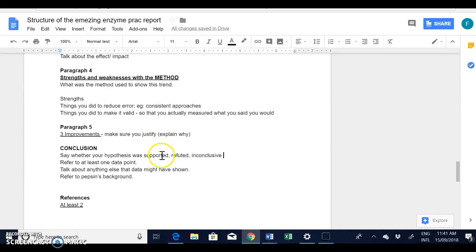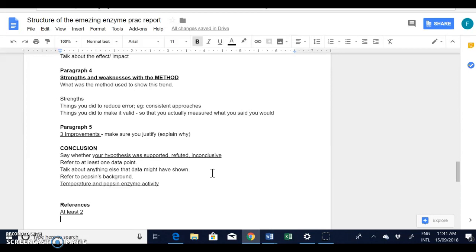Include a sentence that ties a relationship between temperature and pepsin enzyme activity. So a nice summary sentence about that, temperature and pepsin enzyme activity. A summary sentence of your conclusion of your whole prac. You might also want to refer to pepsin's background or where pepsin's used. If your data has shown other stuff, that's good. Say that your hypothesis was refuted, but this indicates that this is a potential trend.